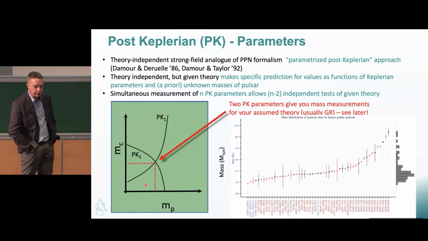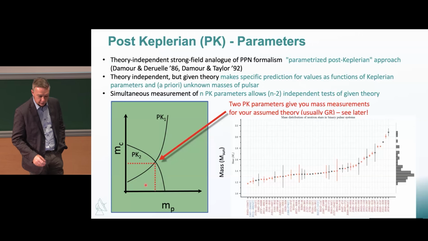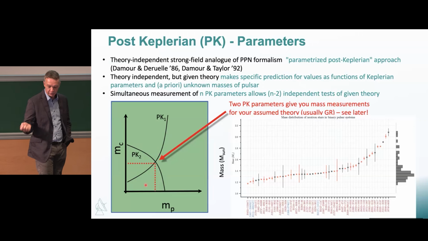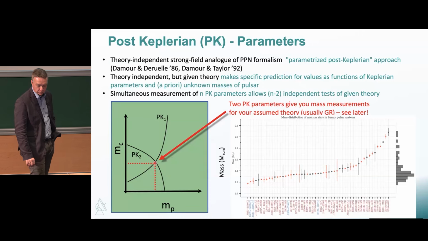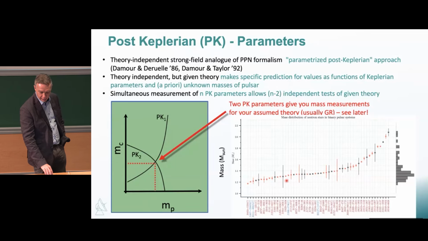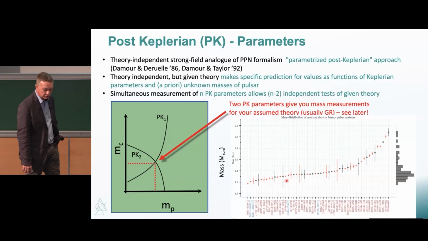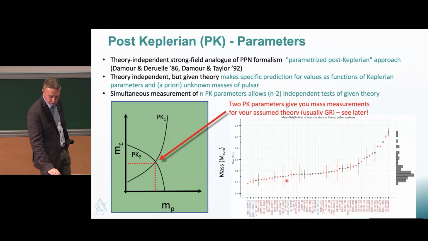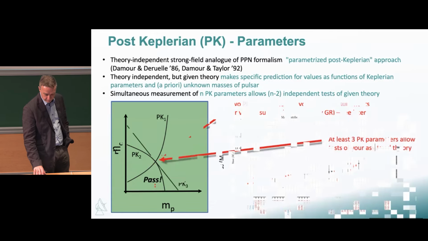Siebold already mentioned, if you have two post-Keplerian parameters measured, the intersection point, if you believe in your theory of gravity, usually of course we assume GR, gives you a nice mass measurement of a neutron star. And here's a glimpse of all the mass measurements that we have done so far. Some of them have quite large error bars, but the majority have error bars that are even too small to be shown on this scale. I'll come back to this plot later.